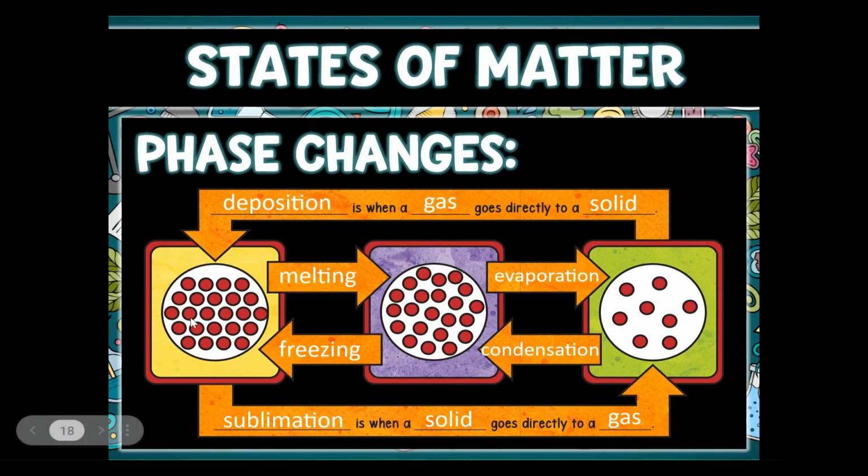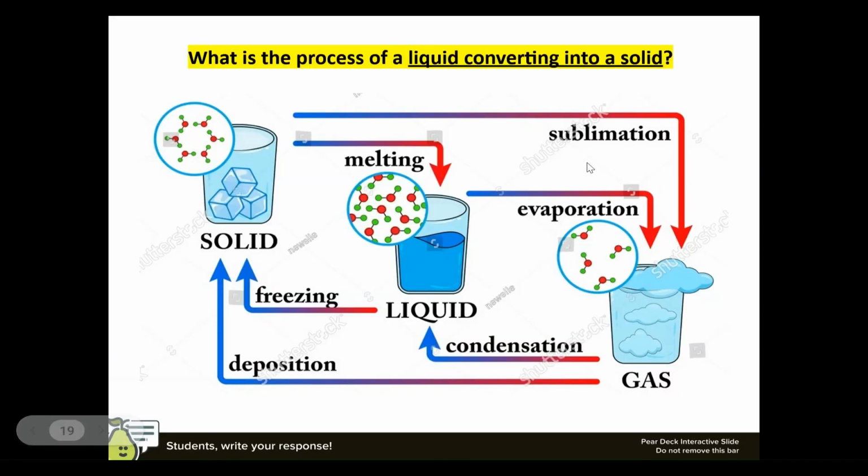So this is very similar to this. Solid to a liquid is called melting. Liquid to a gas is called evaporation. Gas to a liquid is called condensation. Liquid to a solid is called freezing. And gas directly to a solid is called deposition. And finally, a solid directly to a gas is called sublimation. So this diagram is exactly the same as this one. The only difference is that I'm showing you this one because this one actually shows you a temperature change.